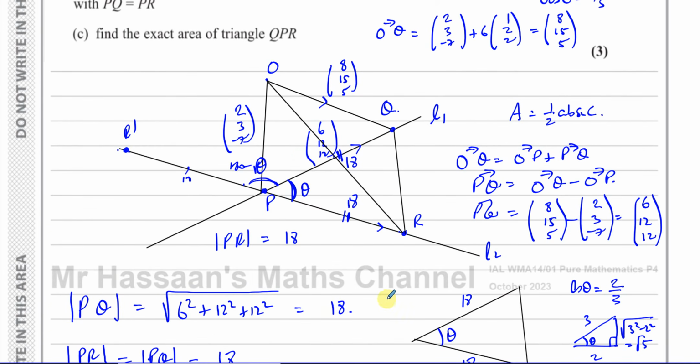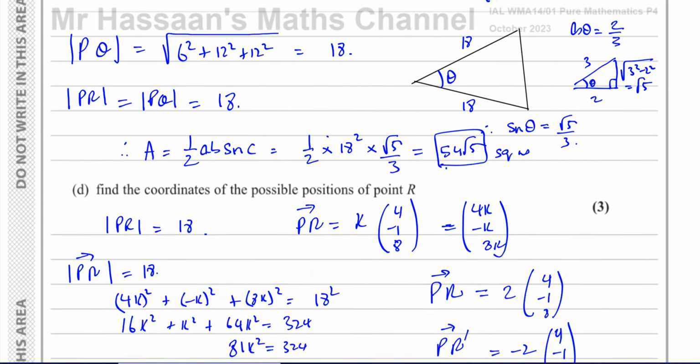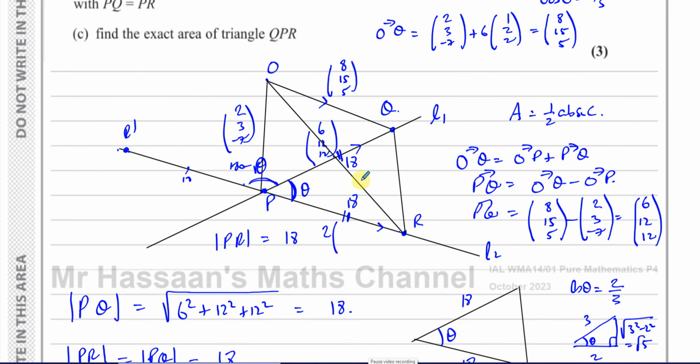Now what we found so far, we know what the vector from P to R is. That's 2 times (4, minus 1, 8). And the vector from P to R dash is going to be minus 2 times (4, minus 1, 8). That's the vector from P to R dash. We want to find the vector O to R dash and O to R. These are the two vectors we want to find.